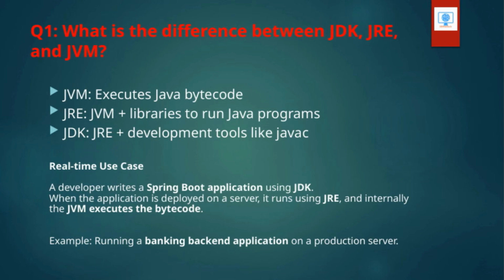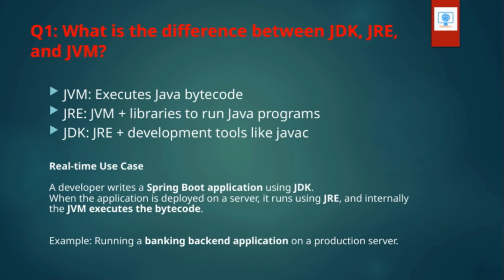Speaking of development tools, that's where the JDK comes in. The JDK combines the JRE with additional tools like javac, the Java compiler, which allows developers to write and compile Java code. Now let's connect this with a real-world example.